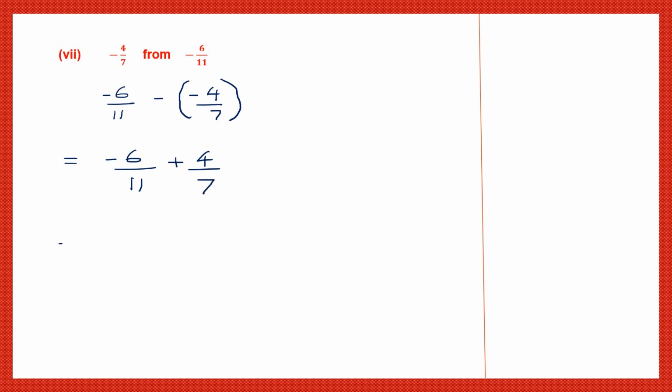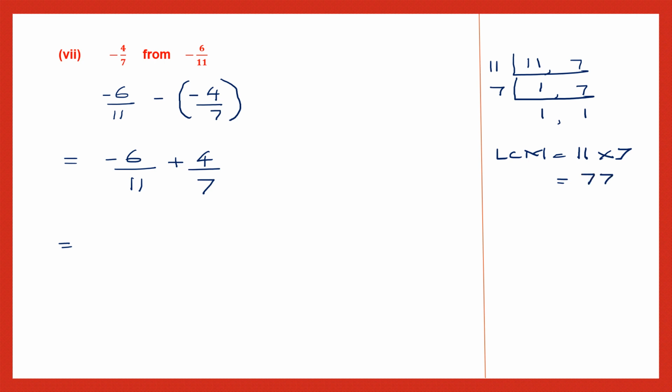Now let's find the LCM of 11 and 7 because they are unlike fractions. So we'll use 11 first. 11 ones are 11 and then you bring down 7. Now we can use 7. 7 ones are 7. So what is our LCM? Our LCM is 11 into 7. 11 sevens are 77. So we're going to use 77 as the common denominator.